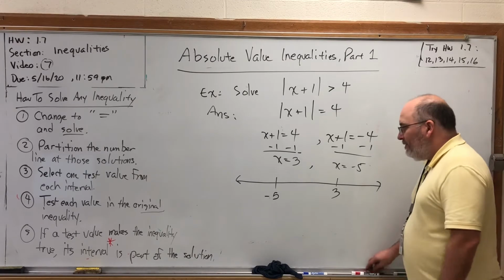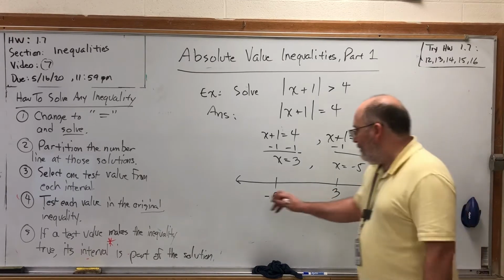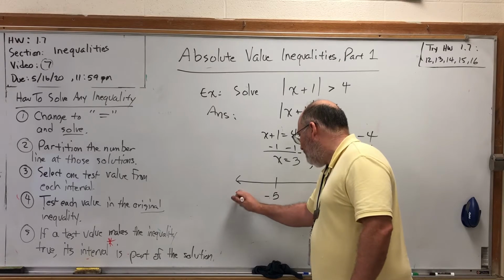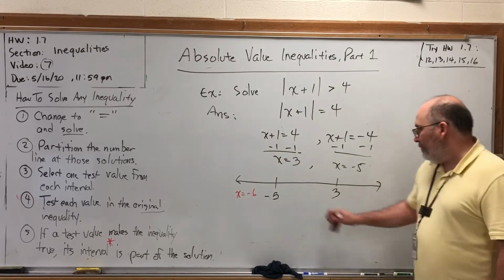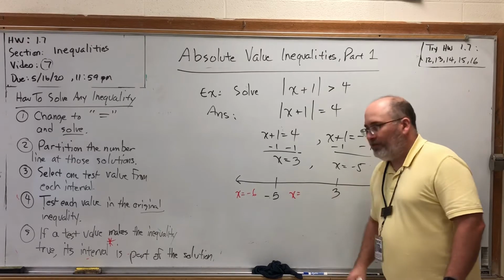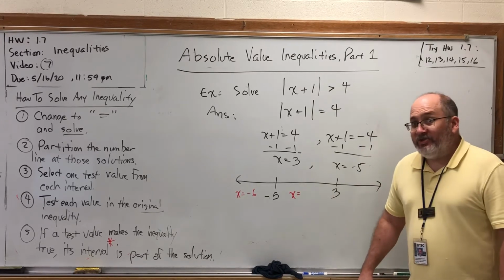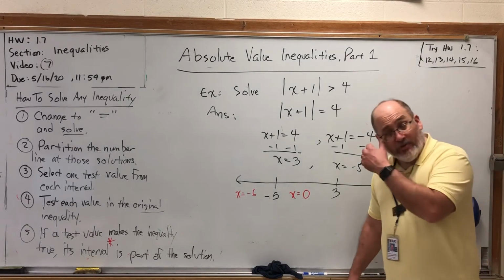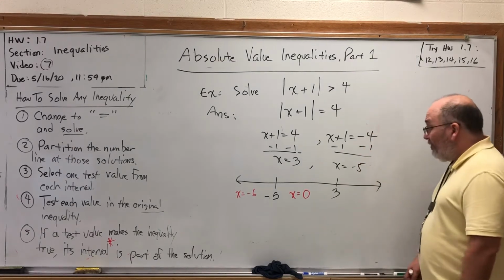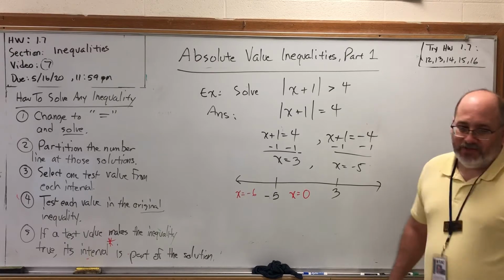So I need a test value to the left of negative 5. Let's pick negative 6. I need a test value between negative 5 and 3. Guess what number I'm going to pick? 0. I will always pick 0 as a test value when the opportunity presents itself, but within a given problem, it can only present itself once.